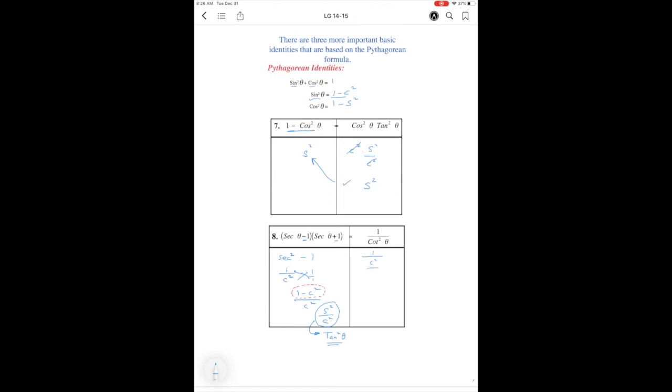Okay, so over here I have 1 over C squared over S squared. So that's times it by S squared times by S squared. And so I have S squared over C squared. And there's the match.